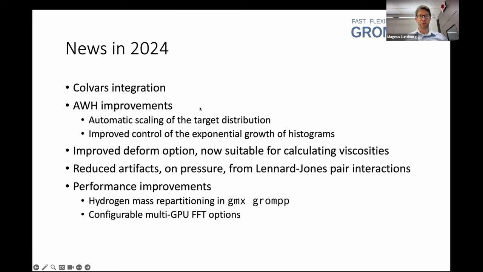There are also a few things that were addressed. For example, the artifacts that were present from missing Lennard-Jones pair interactions during the lifetime of an interaction list have now been reduced. And there were also performance improvements. I will go through these features a little bit, but I will focus more on the COLVARS and AWH improvements.